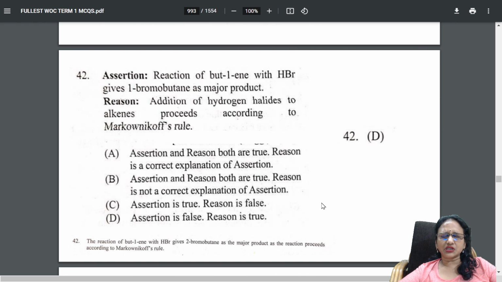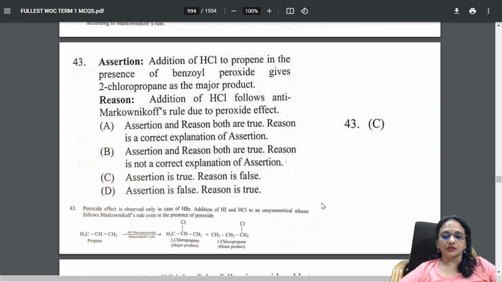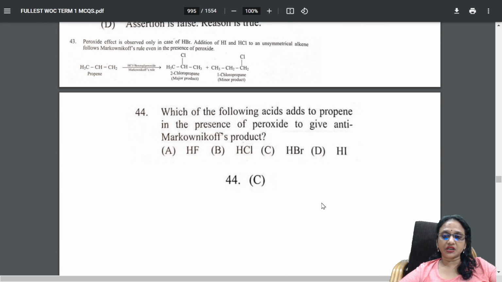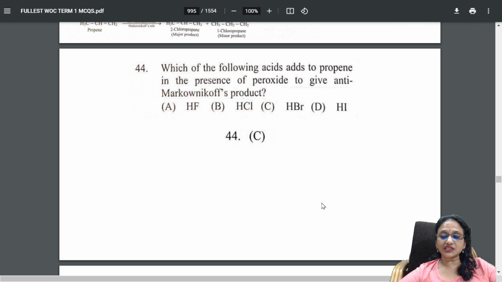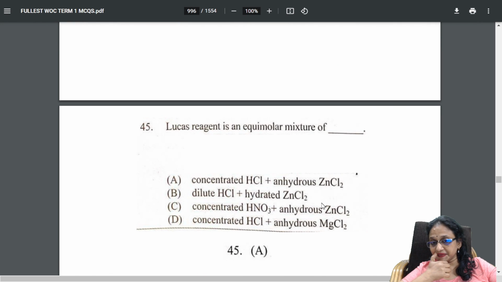One more question on the assertion-reasoning part. This is a question on the assertion-reasoning part based on the anti-Markovnikov rule. Again, one more question on Markovnikov. Basically the concept is one. Just see how different questions are asked.